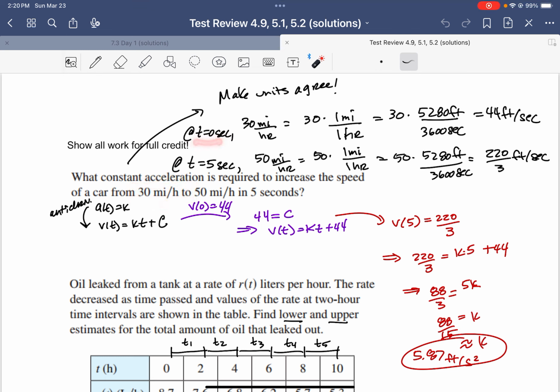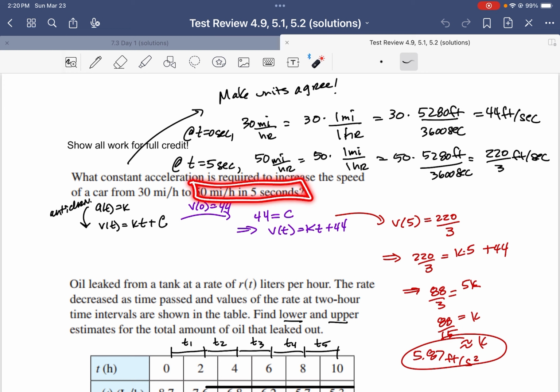That means at 0 seconds we were going 30 miles per hour, which is 30 times 1 mile divided by 1 hour. But 1 mile is 5,280 feet, and 1 hour is 3,600 seconds. So that means at time 0, we were going 44 feet per second.